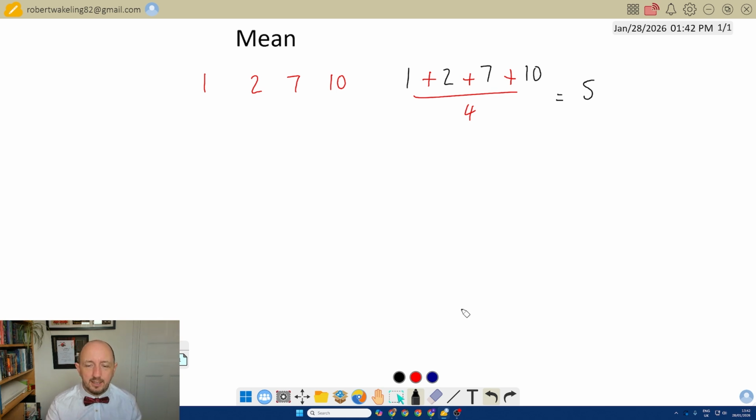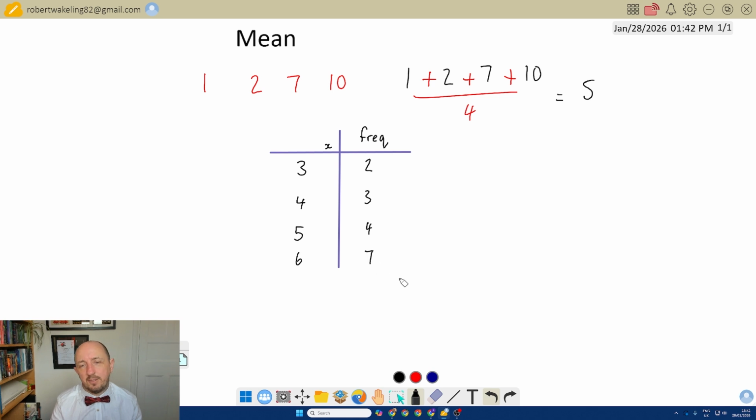And then what happens in exams is that we actually have to do the mean from a table. So this table will have a frequency here, and this first column can literally be anything. It could be shoe size, weights, lengths, anything. So I'm just going to call it X for now because it always goes on the X axis, but also because it can be literally anything. Let's say shoe sizes. So shoe size of 3, 4, 5, and 6, and frequencies 2, 3, 4, and 7.